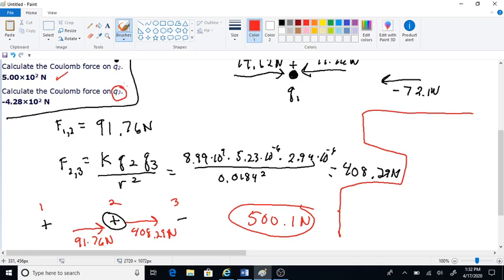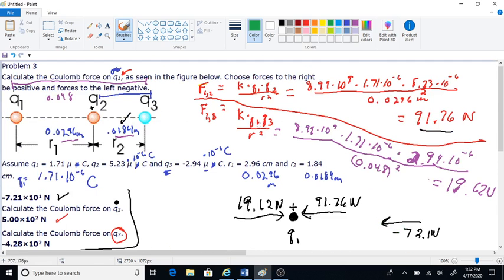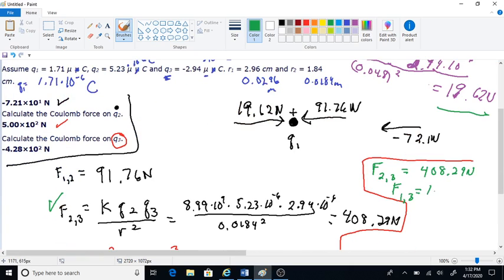We're now on 3. We need F 2 and 3, and we need F 1 and 3. We've already calculated those. Here's F 2 and 3. It is 408.29 newtons. And what is the magnitude of the 1 and 3? 1 and 3 is right here. Okay, 1 and 3, check, right there. 19.62 newtons. Magnitude, we don't know the sign. Yes, force is a vector quantity, so I should have the correct sign on there, but we're putting the direction on here in a second. I find it easier to just do it at the end.